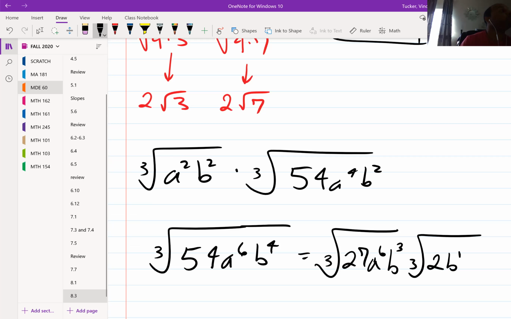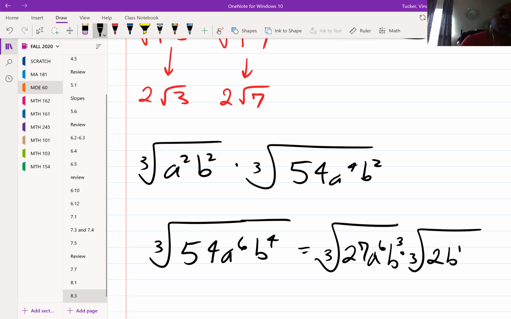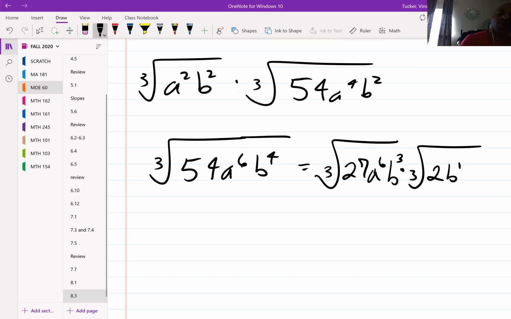But now this whole expression right here is divisible, or you can take the cube root of, I'll say it like that. Cube root of 27 is 3. A cube root of a to the 6 is a squared. Cube root of b cubed is b. And then you leave 2b under the radical.